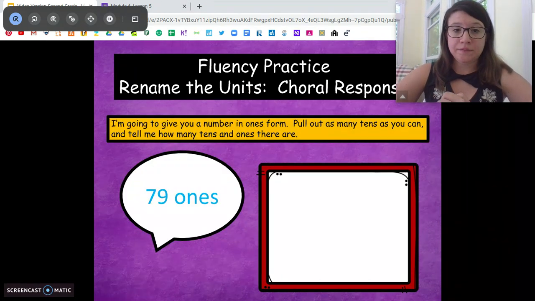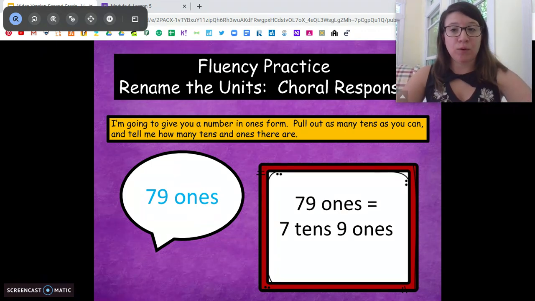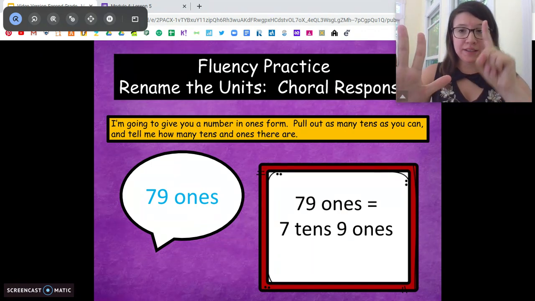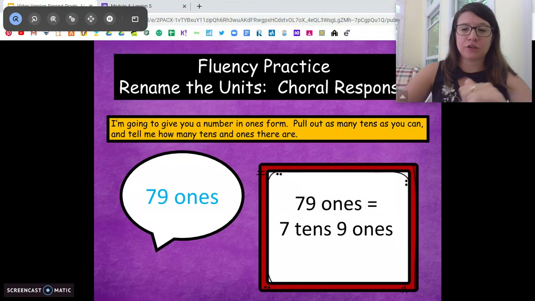79 1s. 7 10s, 9 1s. 10, 20, 30, 40, 50, 60, 70. 7 10s, 9 extra 1s.